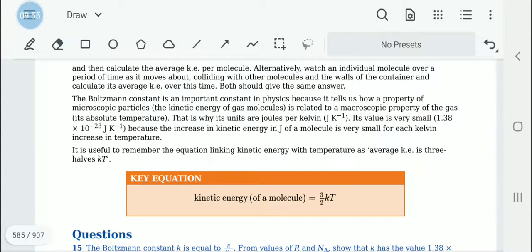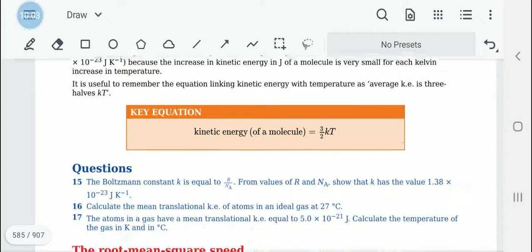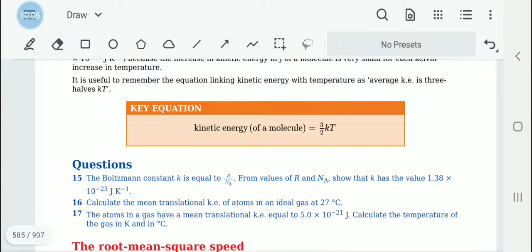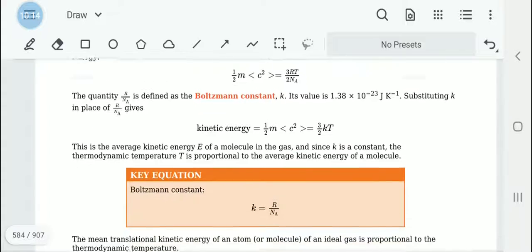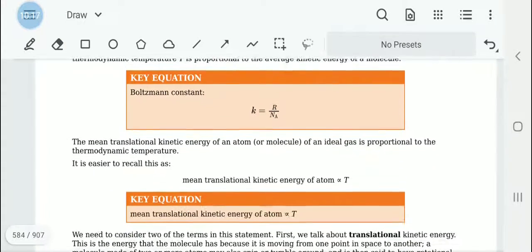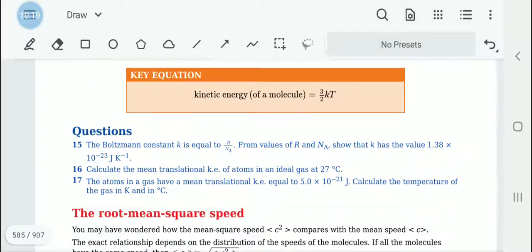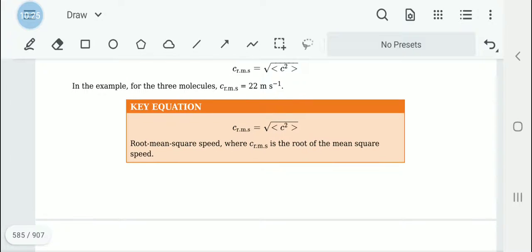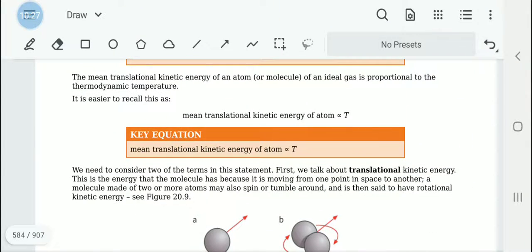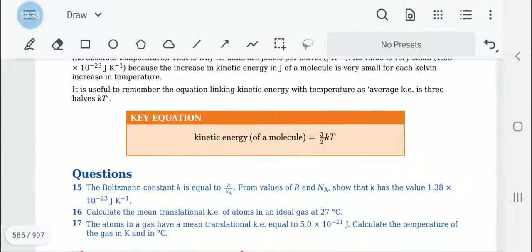So then we get another equation: the average kinetic energy of a molecule is 3 upon 2 kT. This is the third equation you have to remember from here. So the three equations are: Boltzmann constant k equals R upon Na. Then kinetic energy of a molecule is equal to 3 upon 2 kT. And then we obtained this relationship, mean translational kinetic energy of an atom is proportional to T.